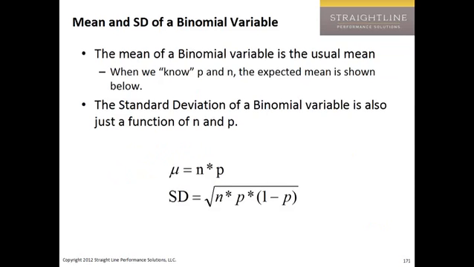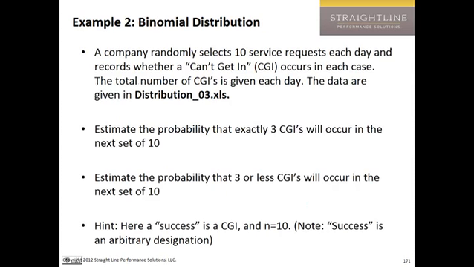Okay, let's do an example. Here are the two parameters of a binomial, and the mean and standard deviation of a binomial variable happen to be n times p and the square root of that right there. That doesn't come up too much.